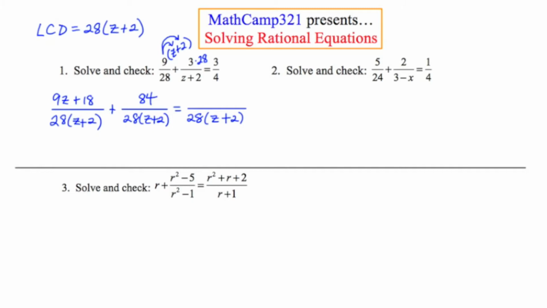Now let's move to our rightmost fraction. The rightmost fraction currently has a denominator of 4. It's missing a 7 and a z plus 2, so that's what I'll need to introduce in the numerator. A 7 and a z plus 2. Now, 3 times 7 is 21. 21 multiplied into a binomial means I'm going to distribute, and I'm going to get 21z plus 42.